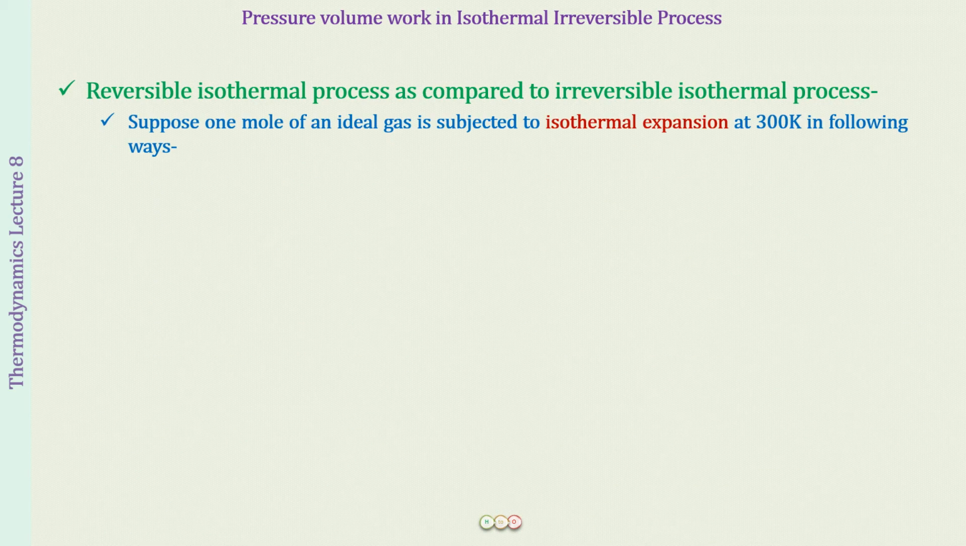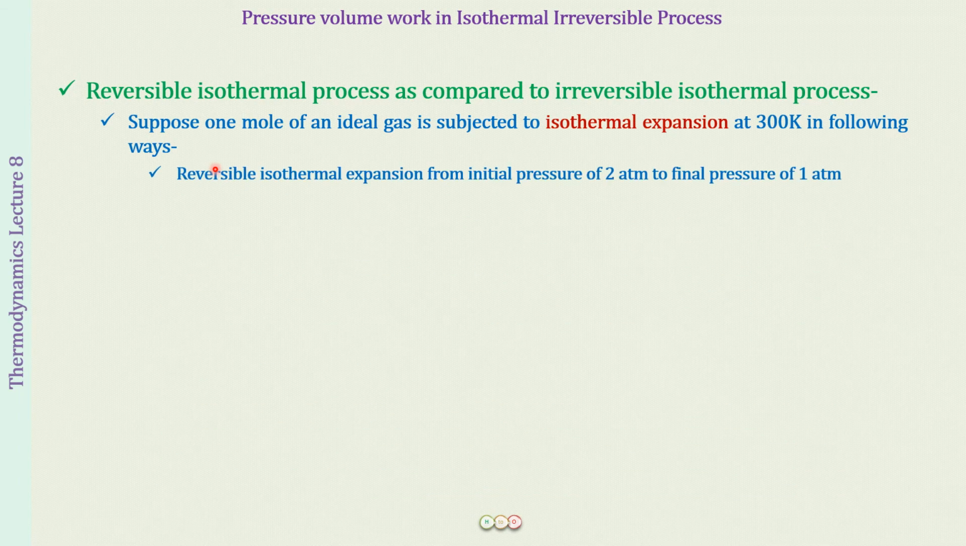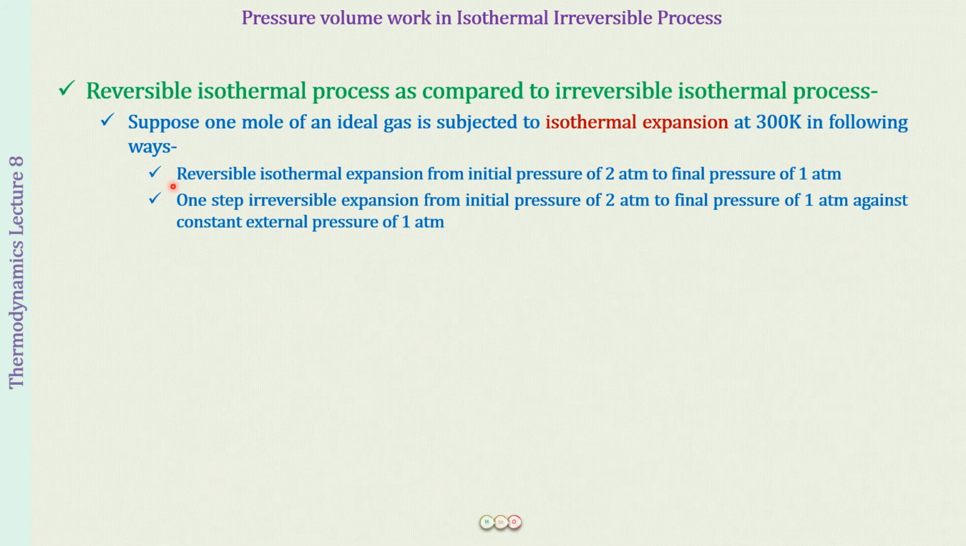The question is, we have 1 mole of an ideal gas which we are subjecting to an isothermal expansion at 300 Kelvin in the following ways. The first way is the reversible isothermal expansion from an initial pressure of 2 atmosphere to a final pressure of 1 atmosphere. And the second part is a one-step irreversible expansion, again from an initial pressure of 2 atmosphere to a final pressure of 1 atmosphere, against a constant external pressure of 1 atmosphere.